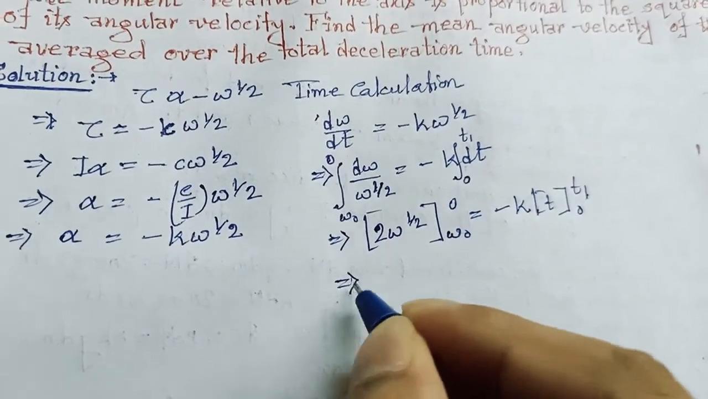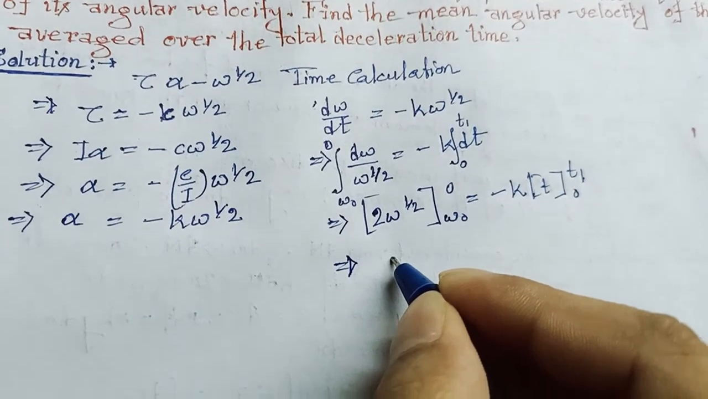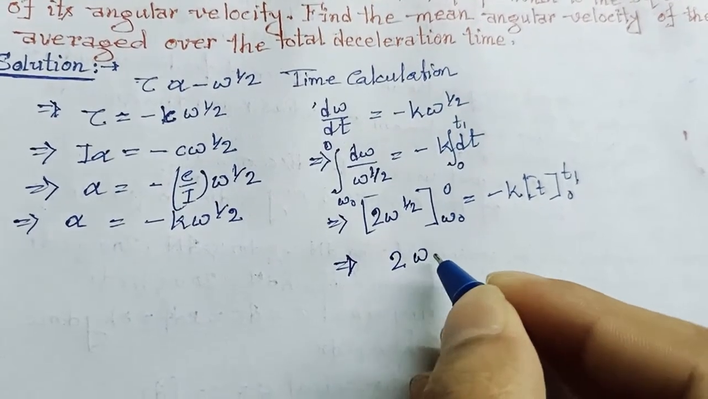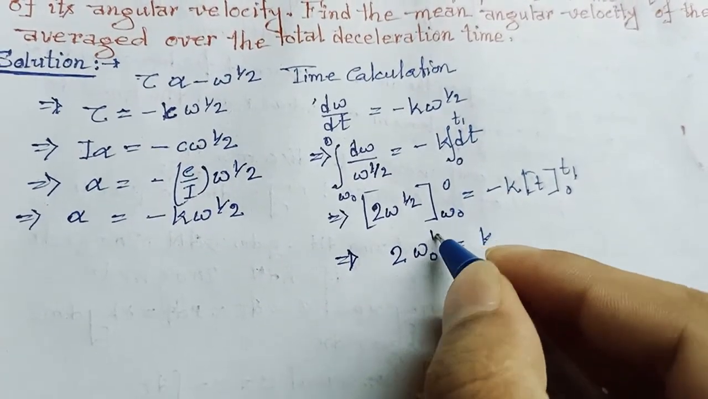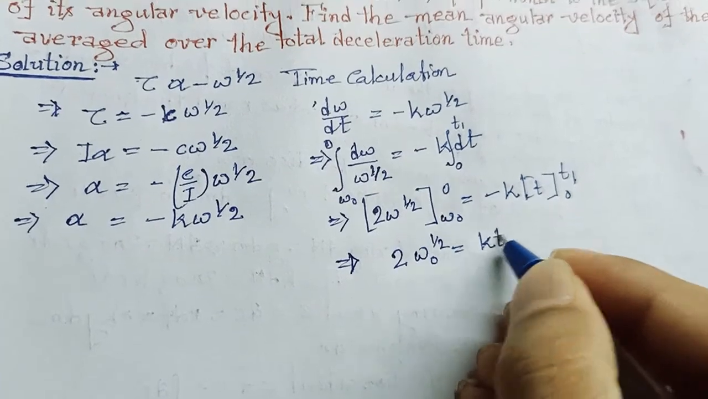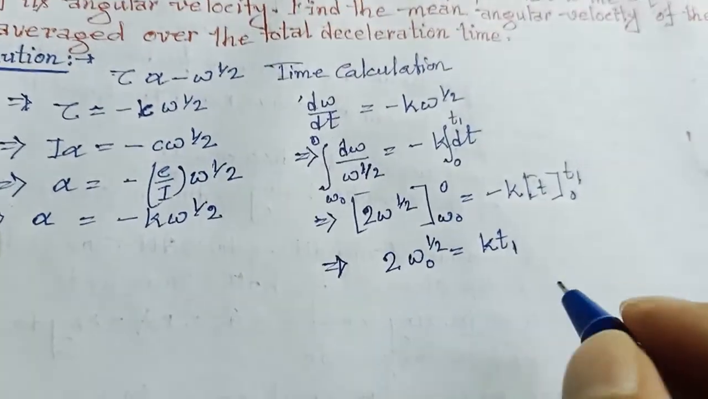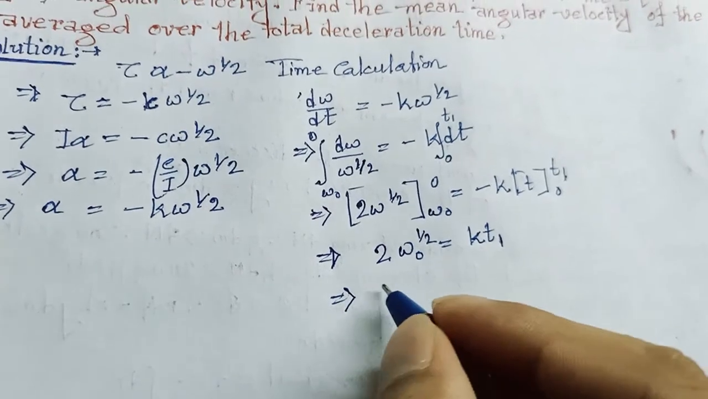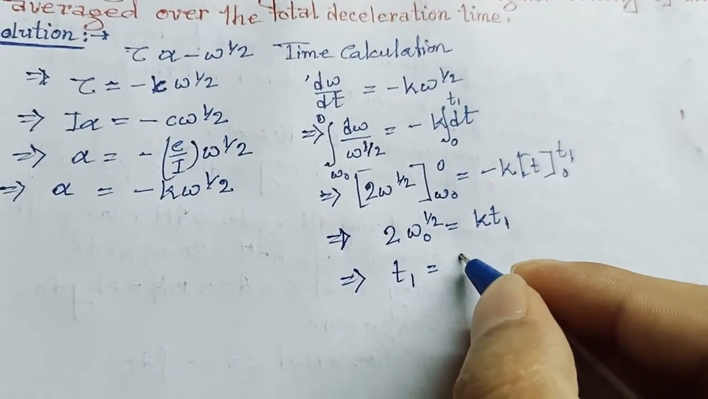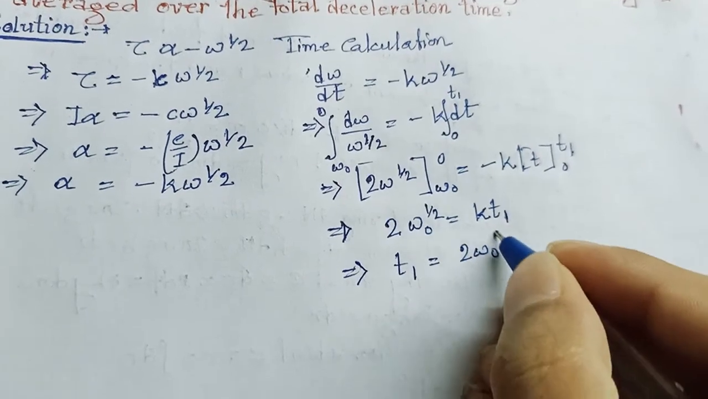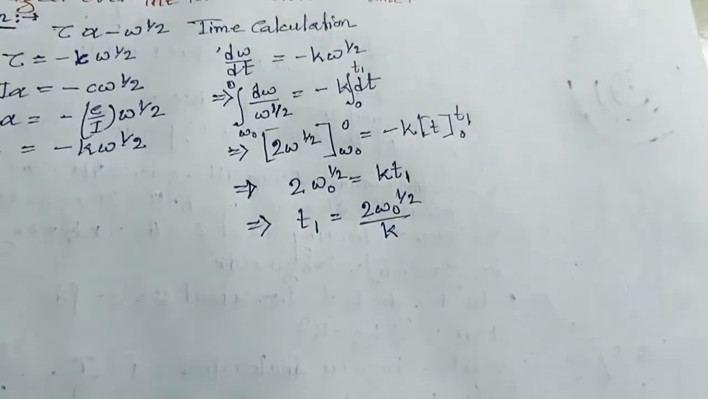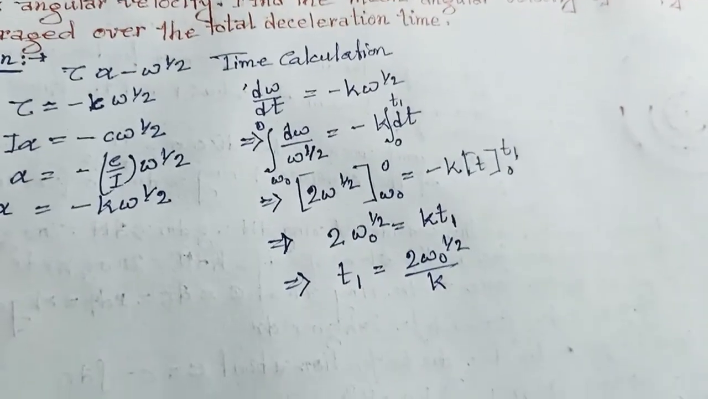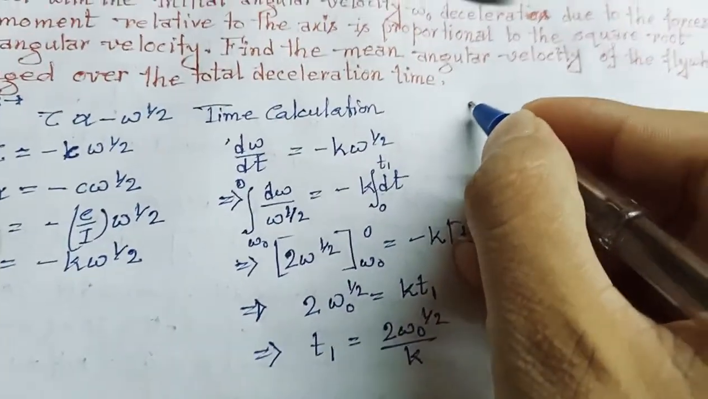So from this relationship we can say 2 omega naught to the power half is equal to k t1. So from this equation again we can write t1 is equal to 2 omega naught to the power half divided by k. So this is the calculation for finding the time when it comes to rest. Now we have to calculate the rotation angle.